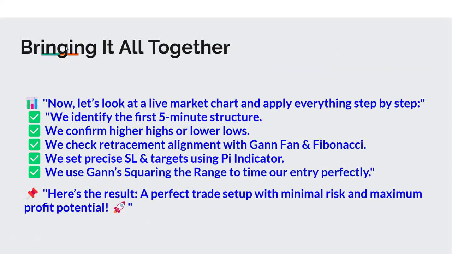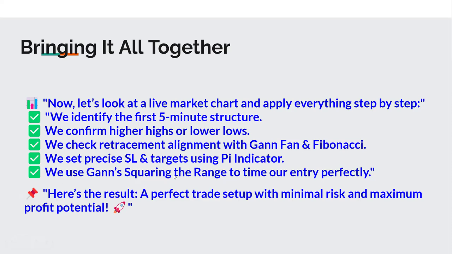Okay. Bringing it all together, now let us look at a live market chart and apply everything step by step. In all the previous slides I have shown you how to do that. Again, I'll take you to the Nifty chart and show you. We identify the first 5-minute structure. We confirm higher highs and lower lows. We check the retracement alignment. See, these are all rule based. You need to strictly follow all these things and not make any mistake. Gann Fan with Fibonacci, we set precise stop loss and targets with the pi indicator.